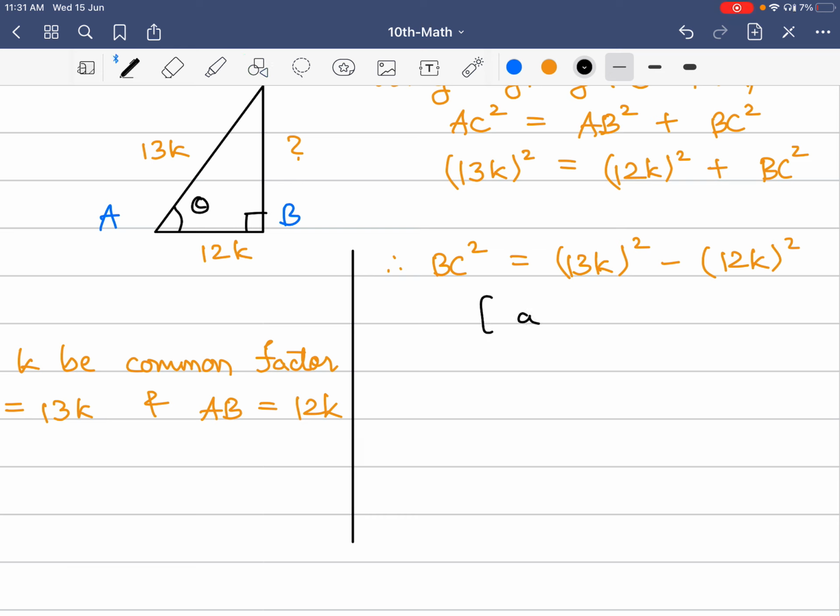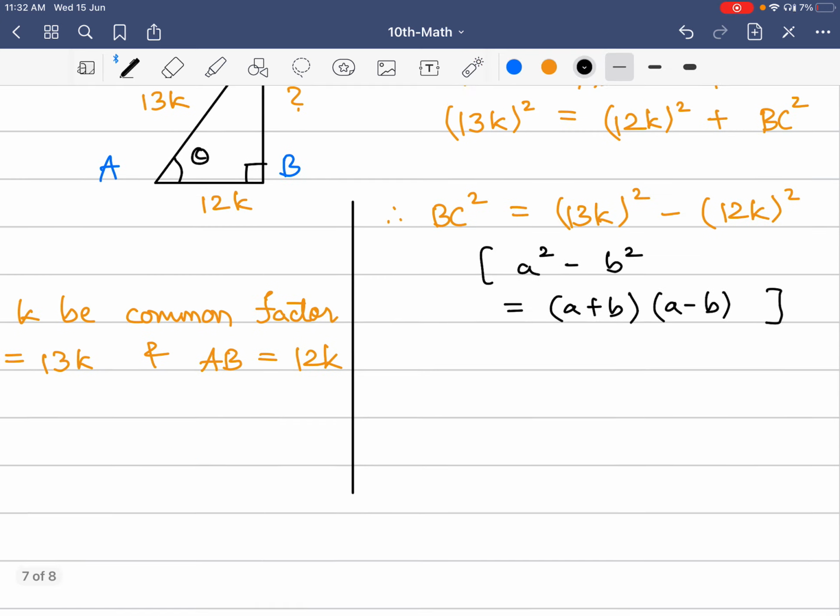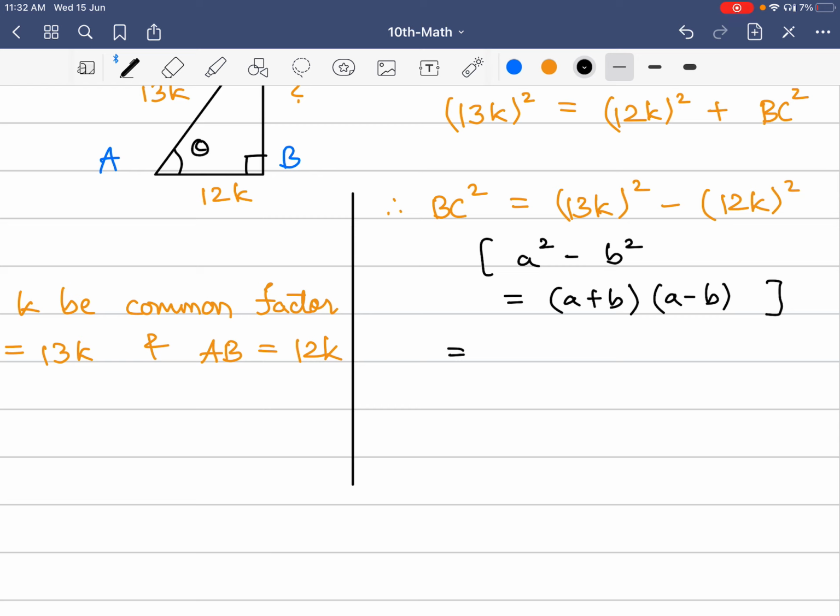The identity a square minus b square is equal to (a plus b) into (a minus b). Okay, this is our standard identity. So I'm going to use this to expand the right hand side of my equation. So that is going to be equal to (13k plus 12k) into (13k minus 12k).